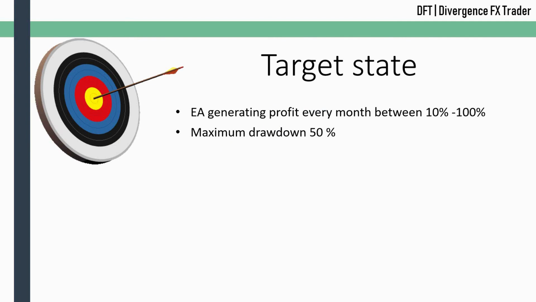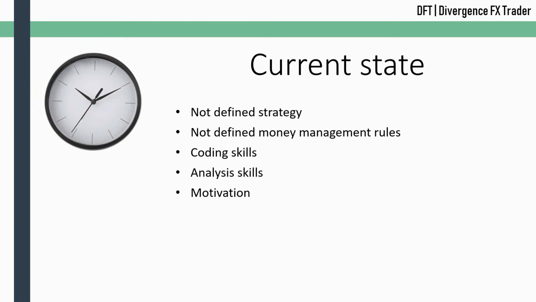Our target state of the project is to create EA software that will trade daily and generate profit every month between 10 to 100% of the capital gain, which is quite good, and the maximum drawdown of the capital would be 50%. I will not accept any test that will have a bigger drawdown than 50% of the capital. Current state. We do not have the strategy, we do not have money management rules, but we sure have coding skills, analysis skills, and motivation, which is a big factor for success of this project.